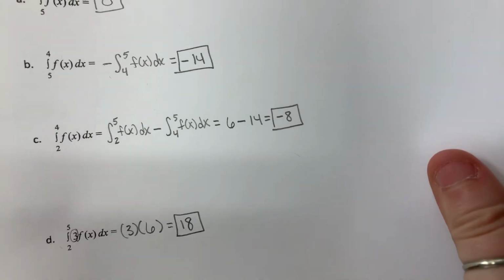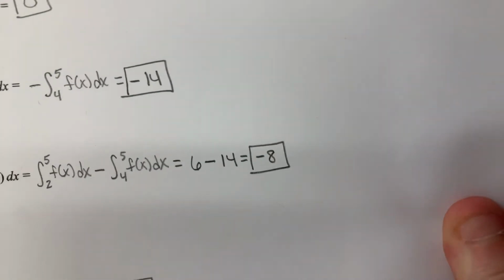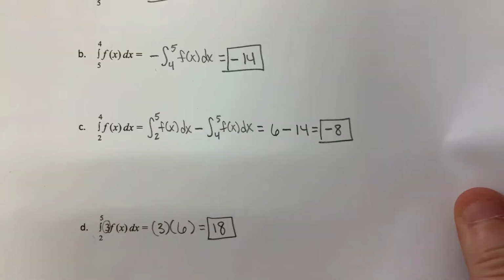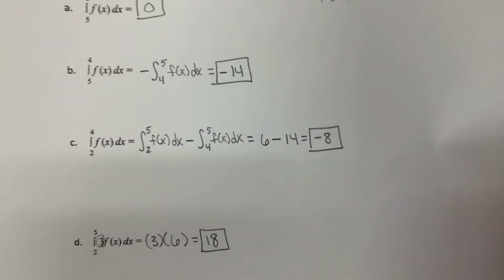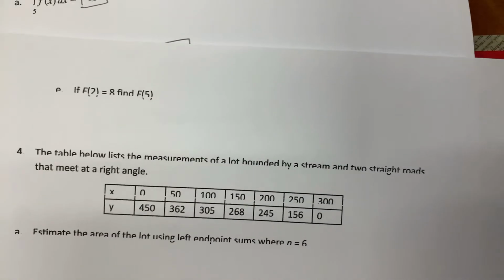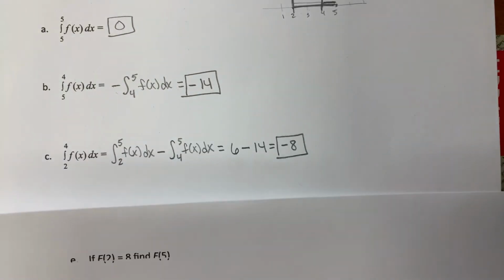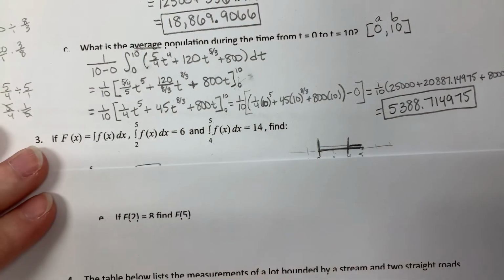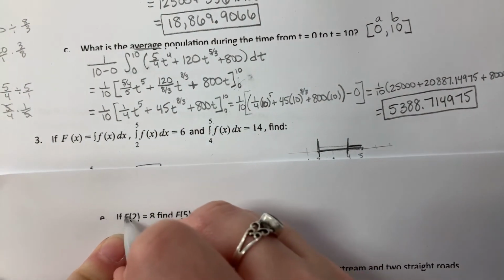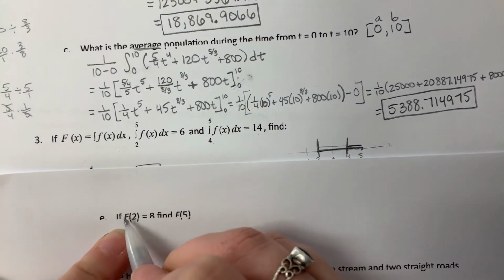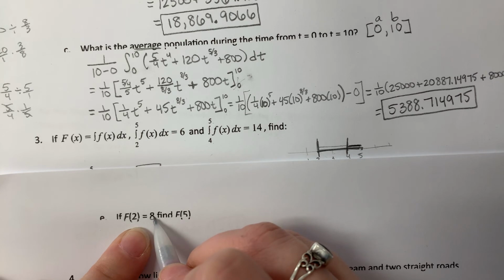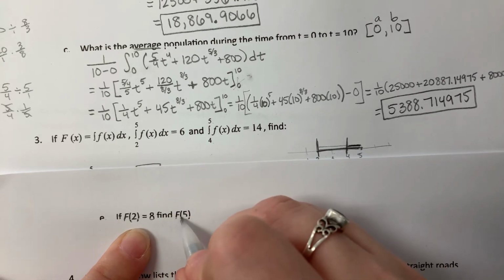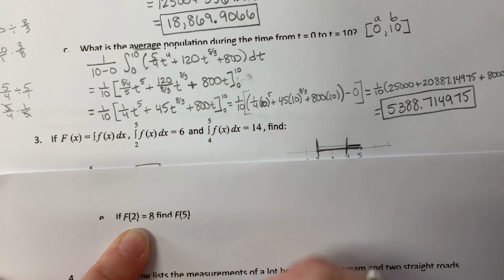Okay, and then the last one is actually on the next page, if I can find it. There it is. I'm not sure why it got bumped down to that next page because it still deals with the same stuff. So I'm just going to put this stuff up here. This one is saying, if you can read it, capital F of 2 is 8. And then they want me to find what capital F of 5 is.